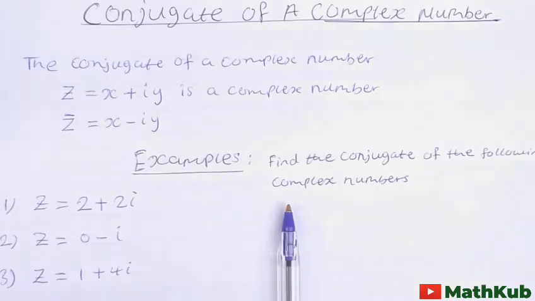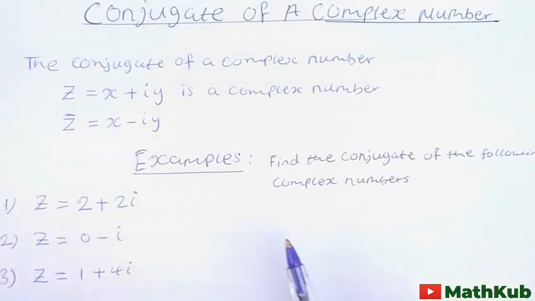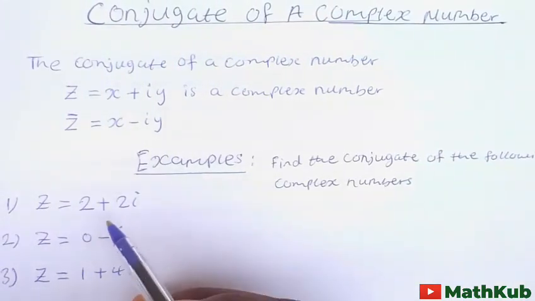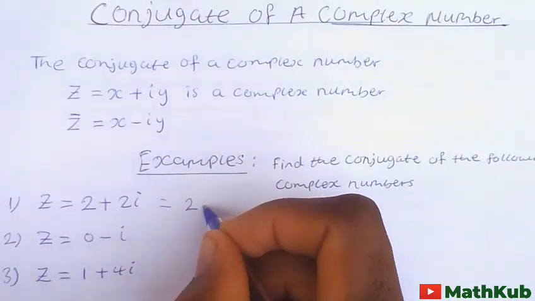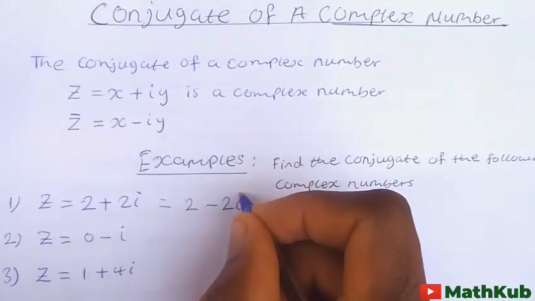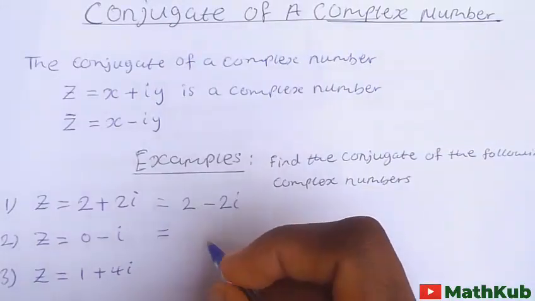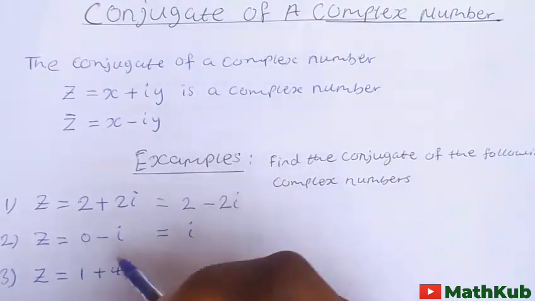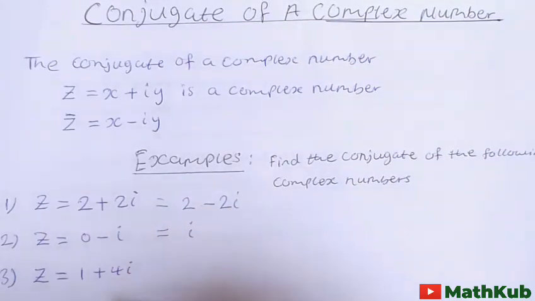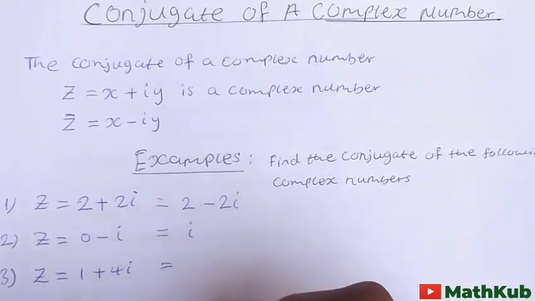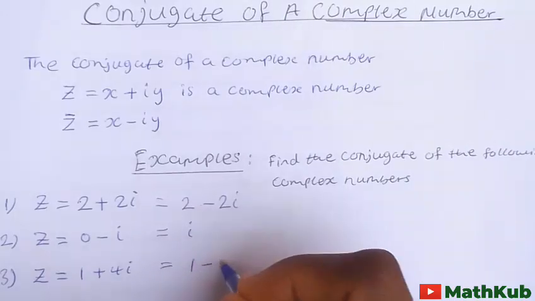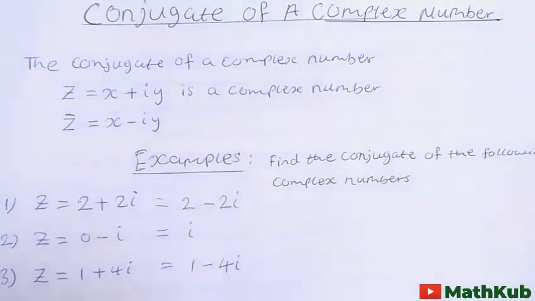Example: find the conjugate of the following complex numbers. 1. z equal to 2 plus 2i. The conjugate of 2 plus 2i is equal to 2 minus 2i. Then, we change this minus to plus, so the conjugate of 1 minus 4i is the same thing as 1 plus 4i.